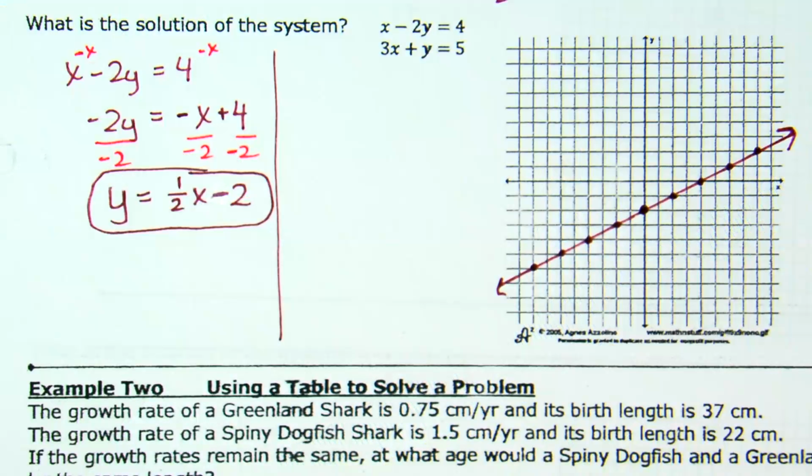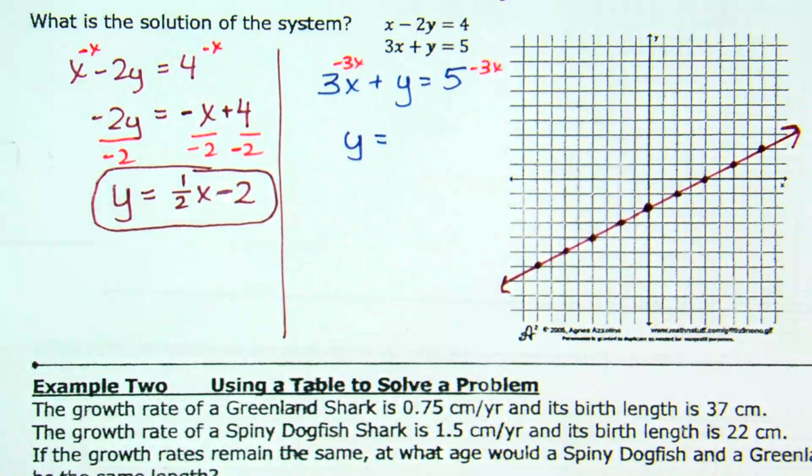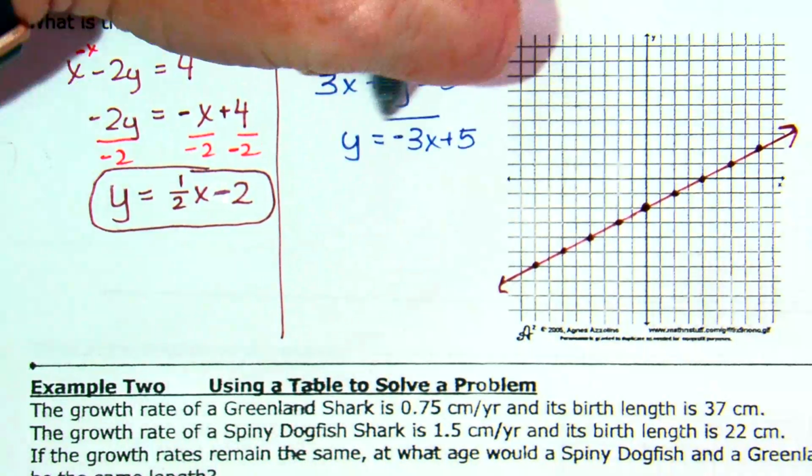Same thing with the other line. Three x plus y equals 5. How do I get y by itself? Or how did you already get y by itself, maybe? It's a positive 3x. Let's subtract 3x. So, y equals, when I say what is 5 minus 3x, let's reverse it and say negative 3x plus 5.